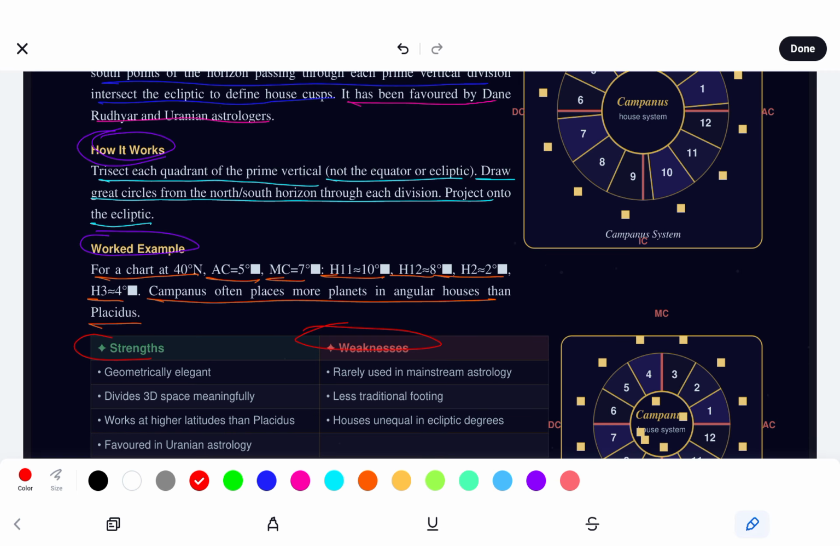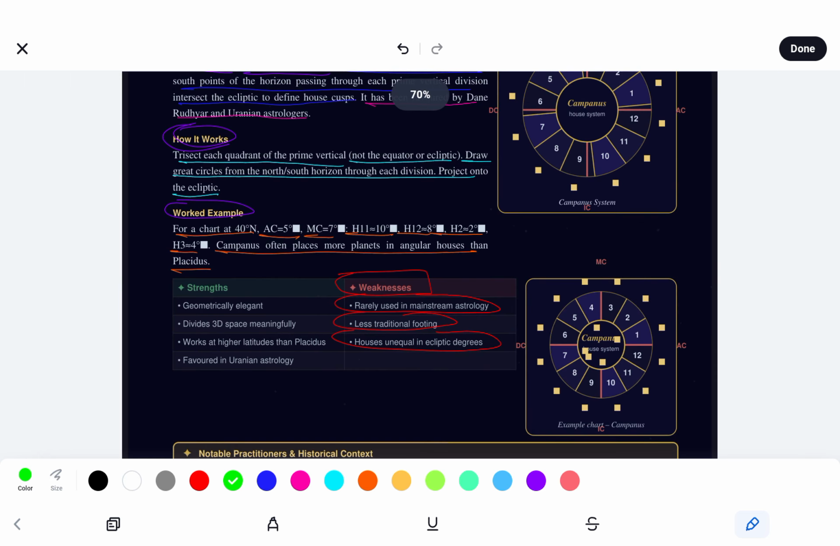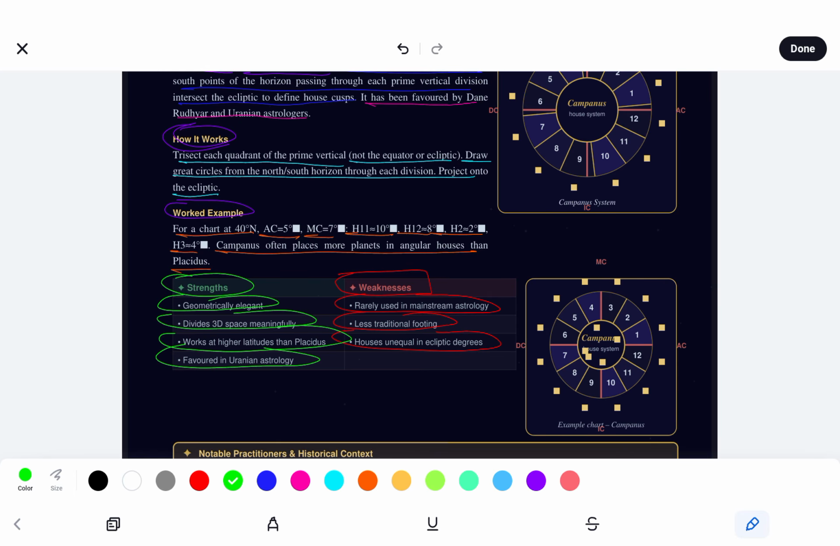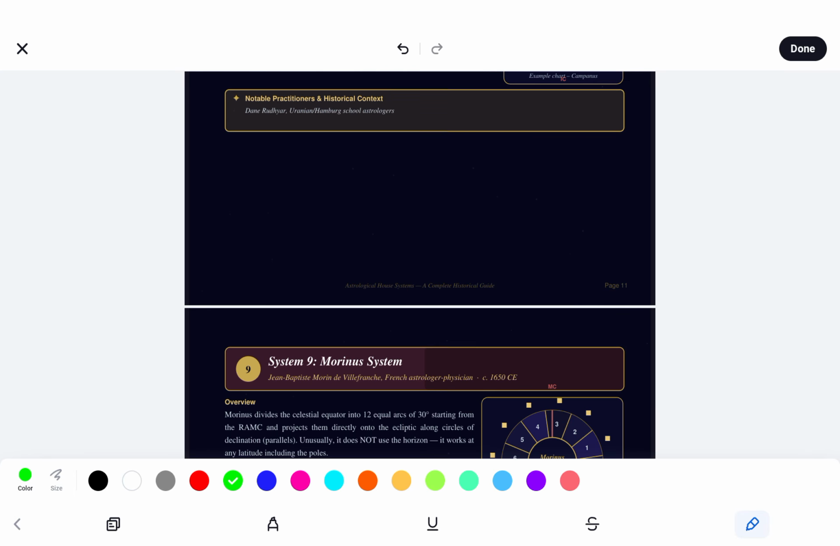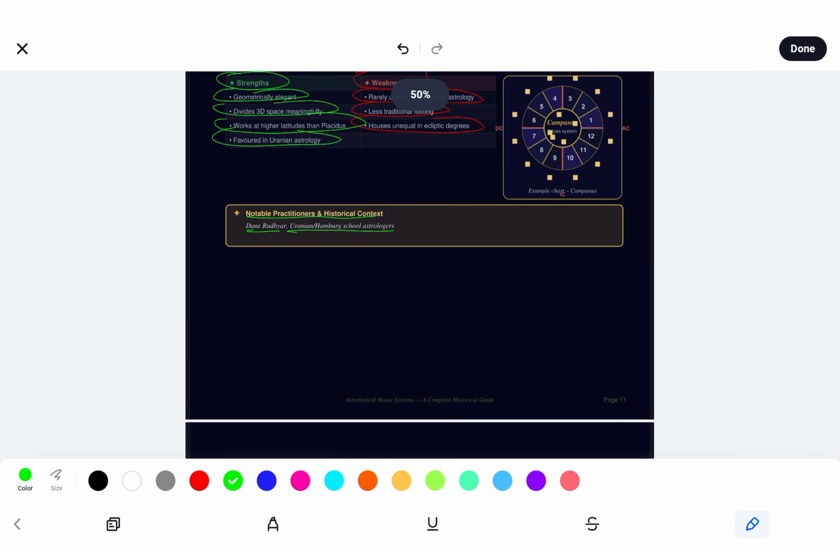And we notice its weaknesses. It's rarely used in mainstream astrology, has less traditional footing, and houses are unequal in ecliptic degrees. And its strengths: geometrically elegant, divides 3D space meaningfully, works at higher latitudes than Placidus, and favored in Iranian astrology. Also primarily used by Dane Rudhyar, Iranian, and Hamburg School astrologers.